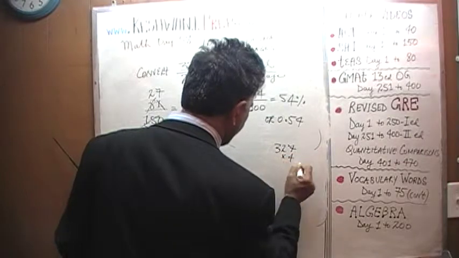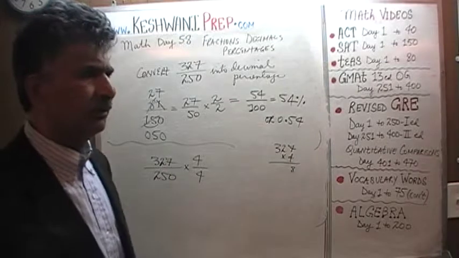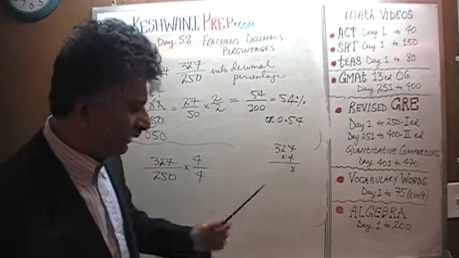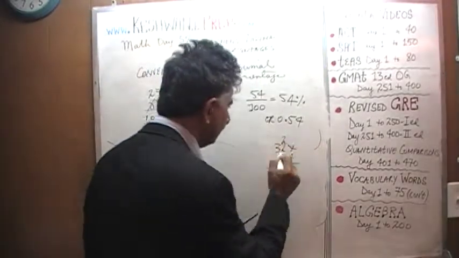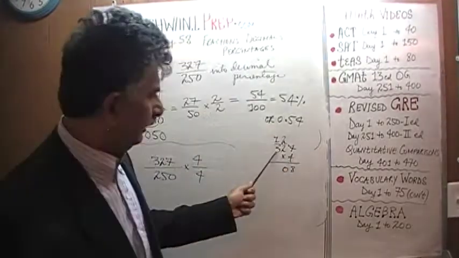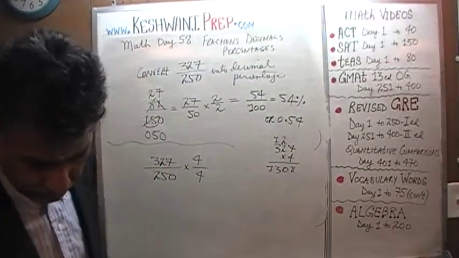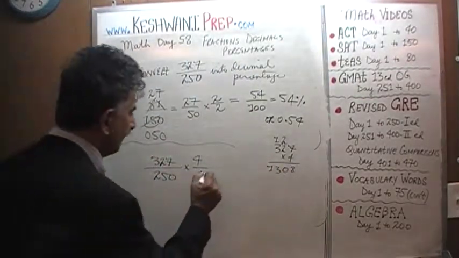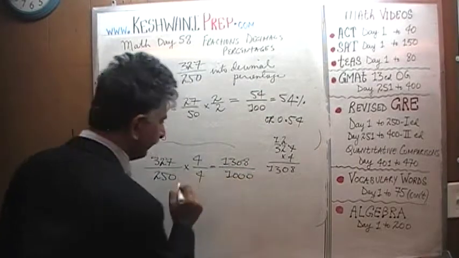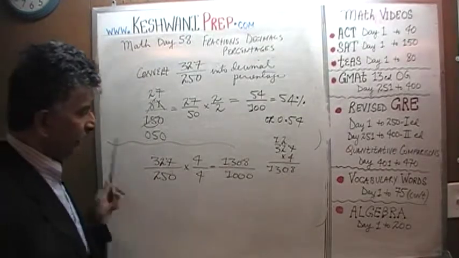327 times 4. 7 4s are 28. 8, carry 2. 2 4s are 8, plus 2 is 10. 0, carry 1. 3 4s are 12, plus 1 is 13. I end up with 1308 over 1000.